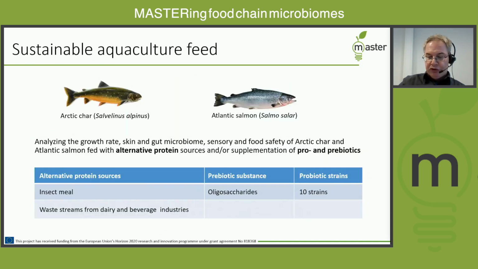At Matis, we did trials with different kinds of alternative protein sources in aquaculture feed for Arctic char and Atlantic salmon. We used proteins from waste streams of the dairy and beverage industry, as well as insect meal, and replaced a certain percentage of the fish meal in the feed with it.